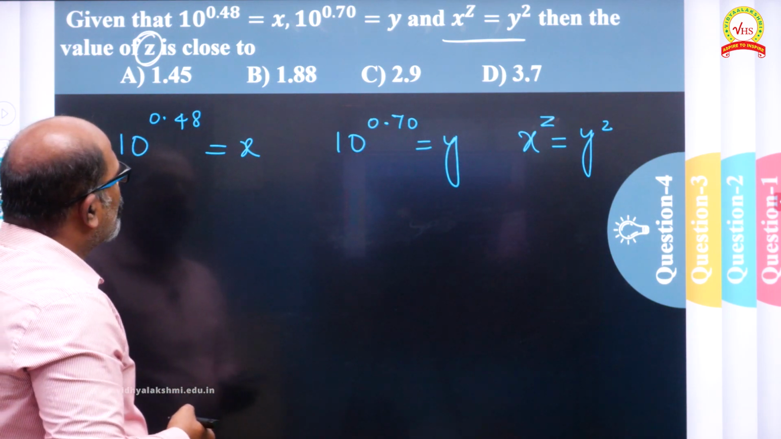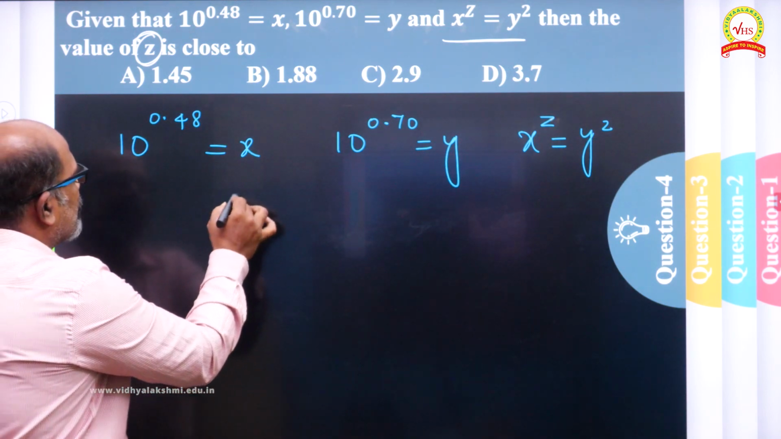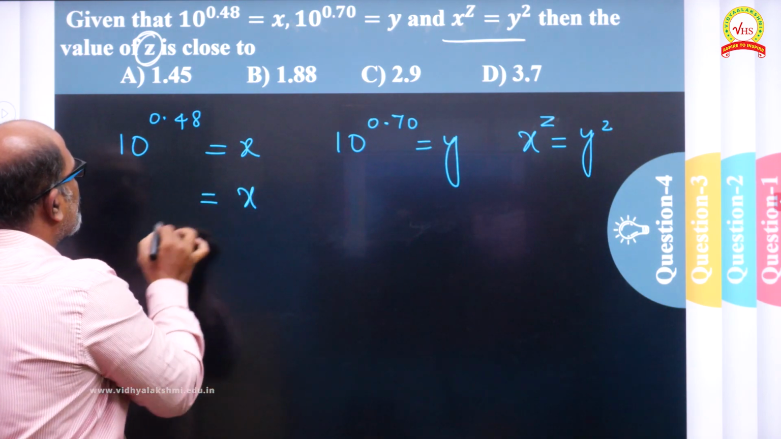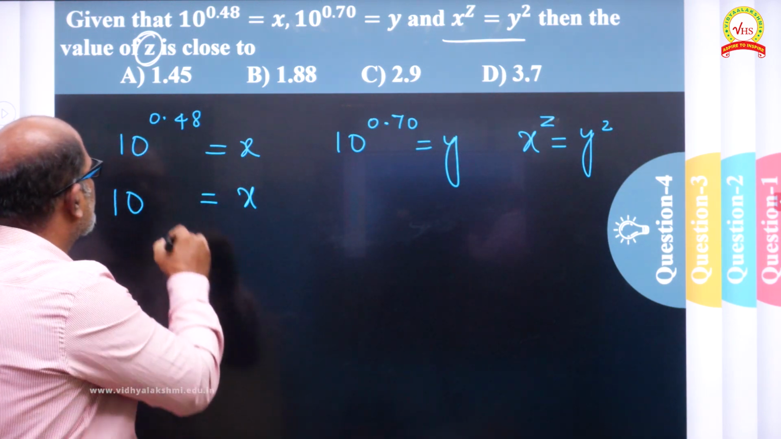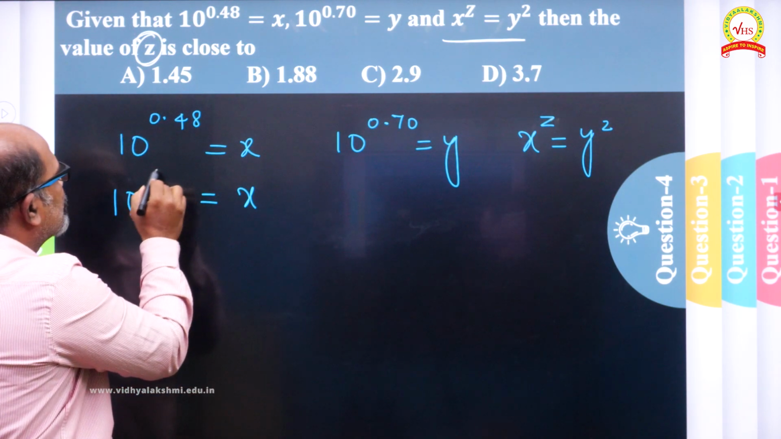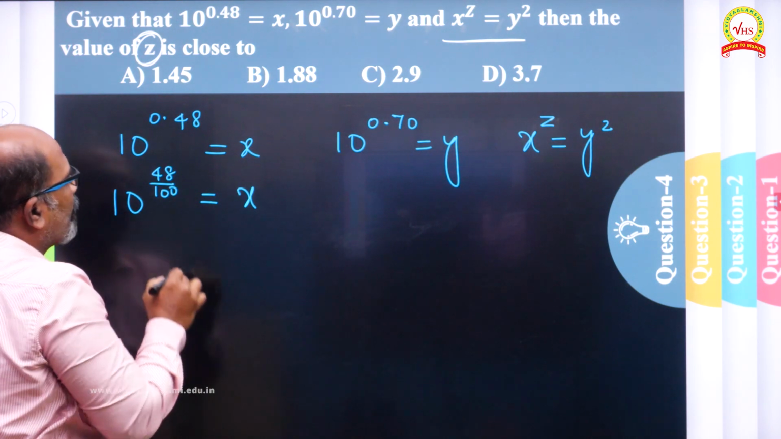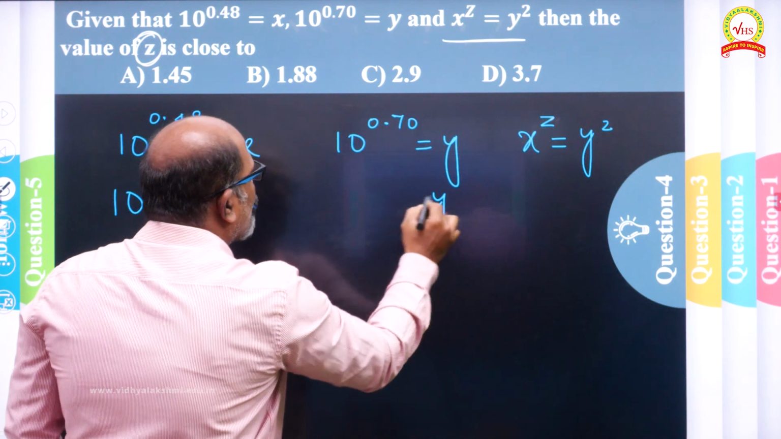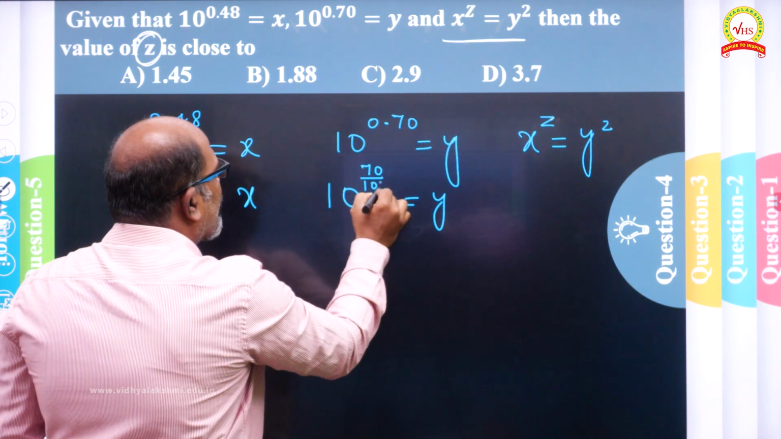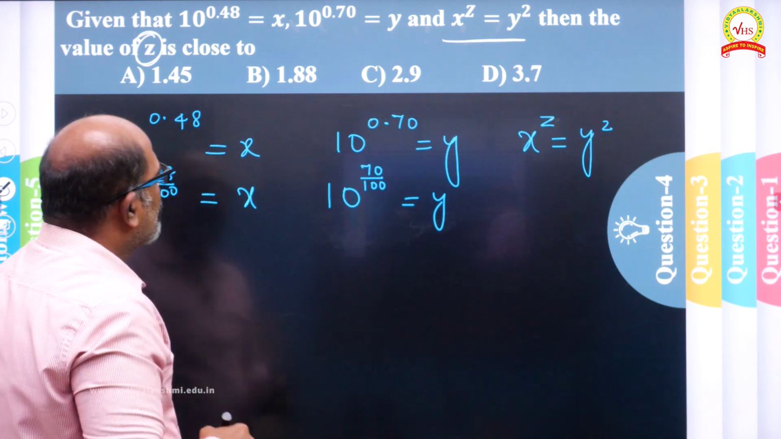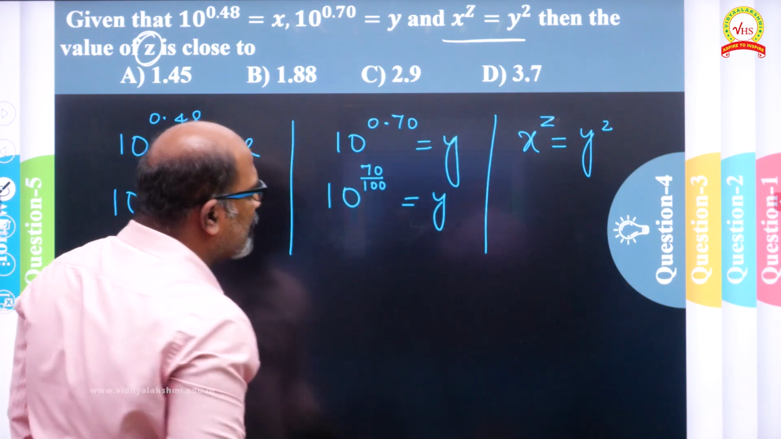But before that, I want to make this x to the power of 10 to the power 0.48. I do not want to travel with the decimal, so I just convert this 0.48 as 48 by 100. And in the same way, this y value I am going to convert like 10 to the power of 70 by 100. Okay. Then I need to use these two values in that third expression.